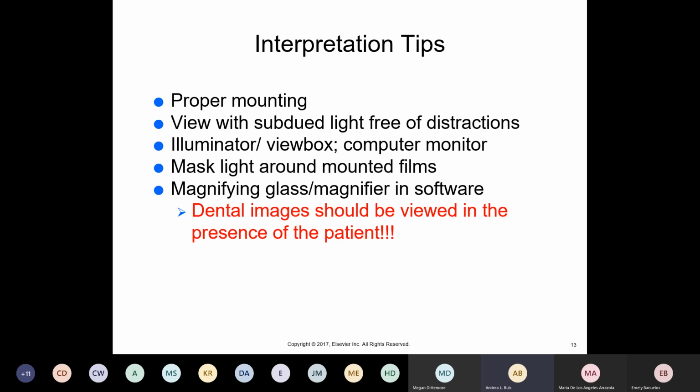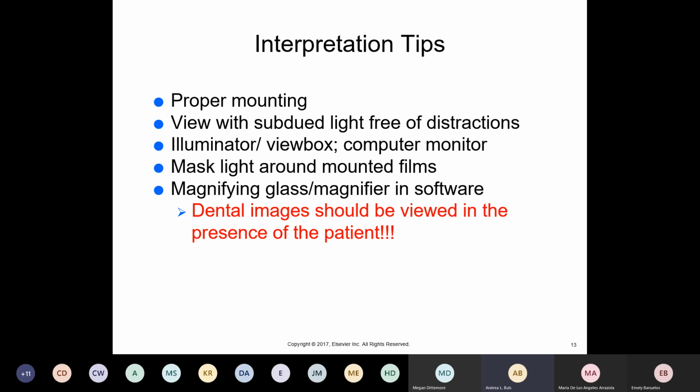And some of those mounts I showed you are dark, and that's to mask the light that comes in around film. And then magnifying glass, or the magnifier in our software, which I've played around with in lab with you guys a little bit. And if I haven't, ask me about that and I'll show you those tools.